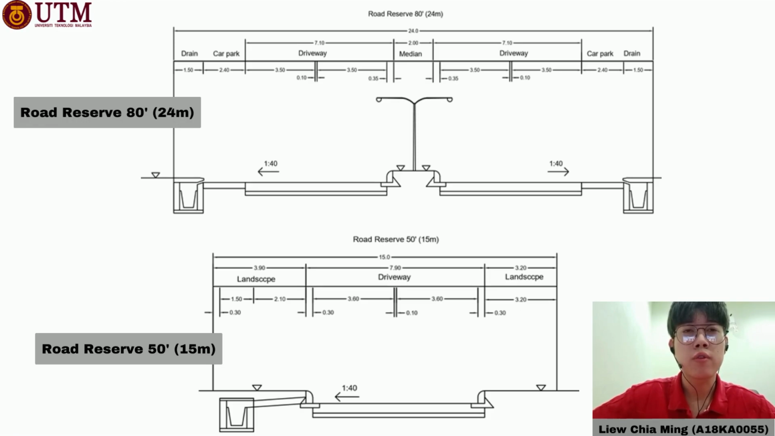The following drawings are the cross-sectional views of the route reserve with 80 feet and 50 feet right-of-way. For the route reserve of 80 feet, it consists of a dual carriageway, a car park, and a drain for each direction. For the route reserve with 50 feet, it only consists of 1 lane for each direction. Both routes are designed with a very small slope with a ratio of vertical to horizontal distance of 1:40 to allow the flow of rainwater and prevent the occurrence of water ponding on the route.